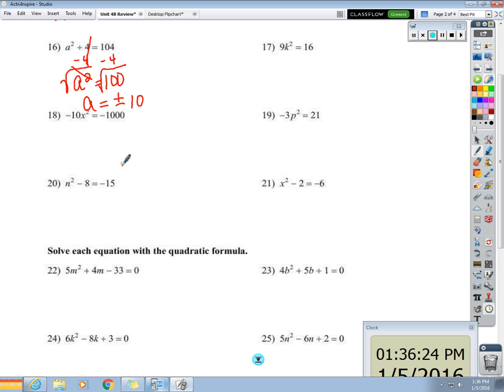10. Okay, number 18, what would I do first? Right, this x squared is being multiplied by negative 10, so I need to divide by negative 10. So what is negative 1,000 divided by negative 10? 100. Now it's looking just like the last problem, so our answer is going to be x equals plus or minus 10. Okay, number 20, what do I have to do first to get the n by itself?